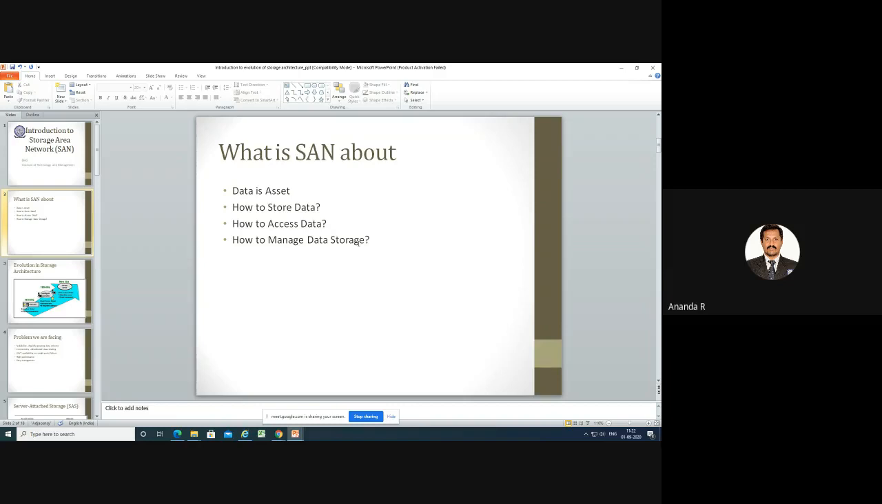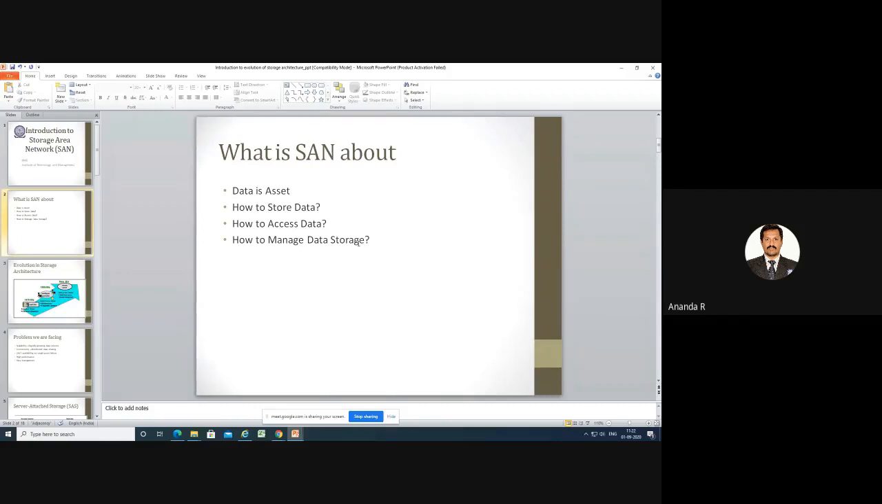Because of that, we take the help of the storage area network. We are trying to explore more about the storage area network. What is this storage area network? How does it help in storing data, accessing data, and managing data? That is very important, because of these three questions.